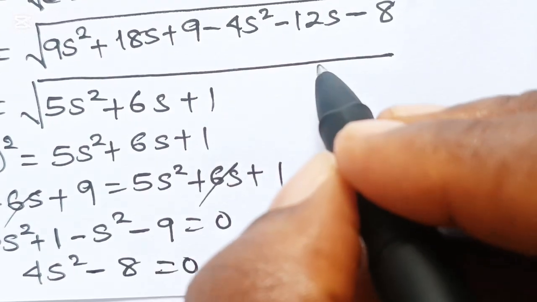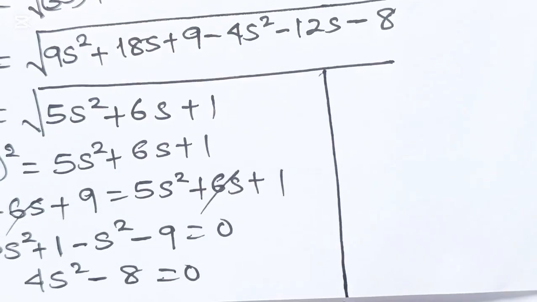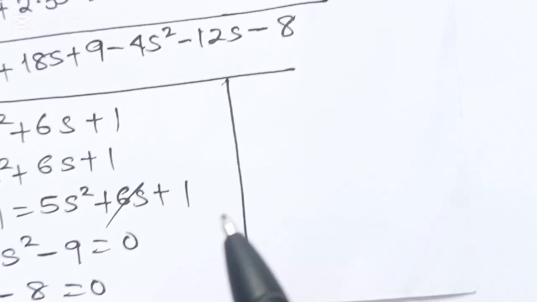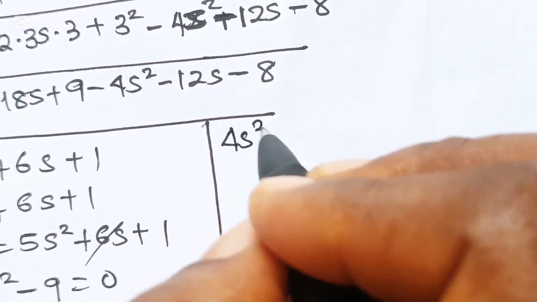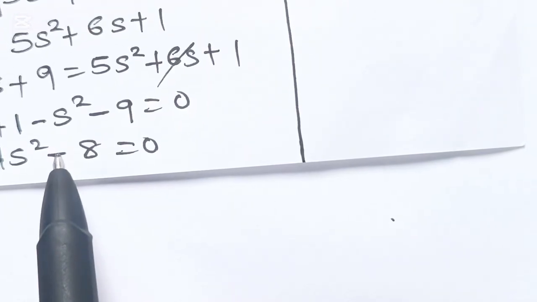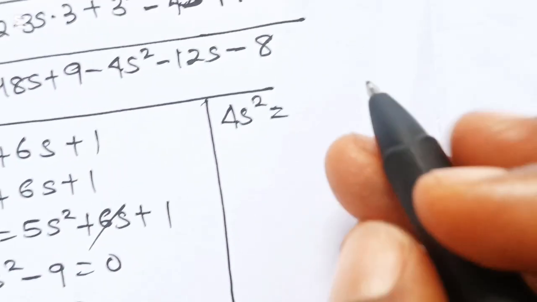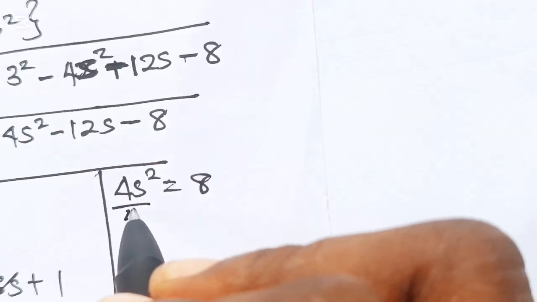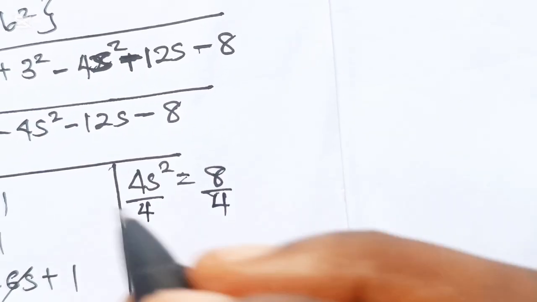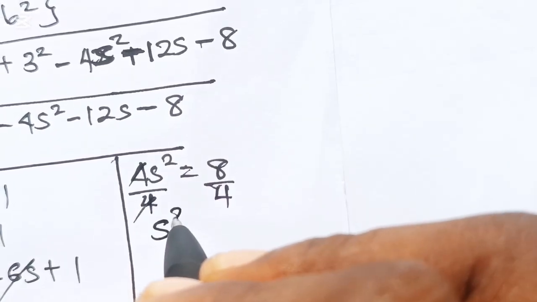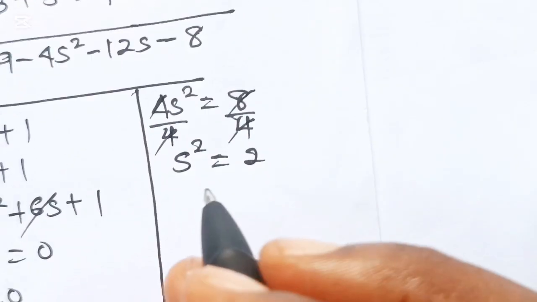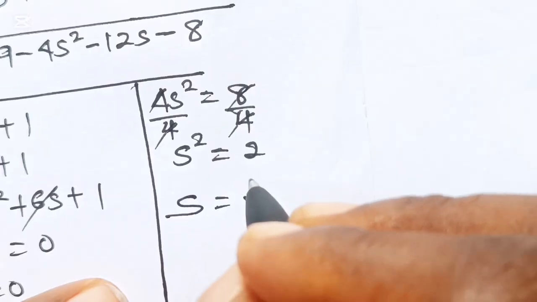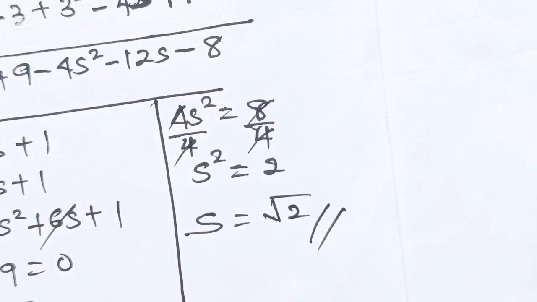So I feel we can finish everything here. Okay, so let's go ahead. What we have is 4s squared minus 8 is equal to 0. So we can say 4s squared is equal to, we transfer this minus 8 to this side to become plus 8. Then we divide both sides by 4. Remember, we are looking for the value of s. So we remove 4, we have s squared is equal to 2. To get s, we take the square root of both sides. So you can see that s is equal to the square root of 2. And that is the answer.